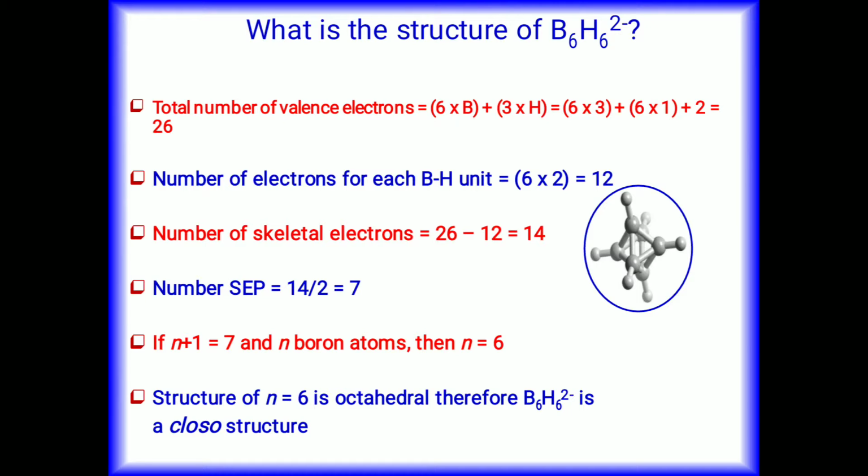So what is the structure of B6H6 2 minus? Let me use the formula to easily calculate the name of the structure. Total number of valence electrons is equal to 26 and the number of electrons for the BH units is equal to 12. Number of skeleton electrons is 14. So the number of SEP is equal to 14 divided by 2, which is 7. So if n plus 1 is equal to 7 with n boron atoms, then n is equal to 6. So that structure belongs to closo.